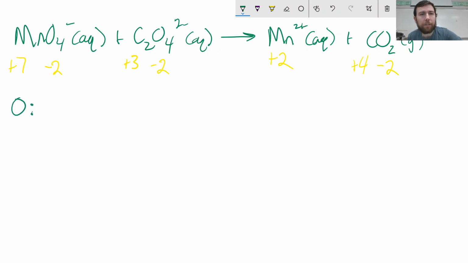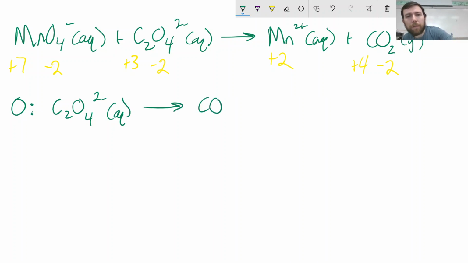And from this particular reaction, what we see as being oxidized would be the oxalate. The carbon within oxalate is what's been oxidized because it went from +3 to +4. So we've got C2O4 2- (aq). It's going to go over to CO2 as a gas. Okay, so that's our oxidized portion of our reaction.